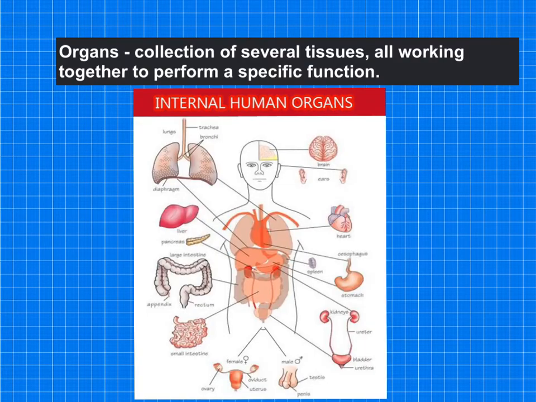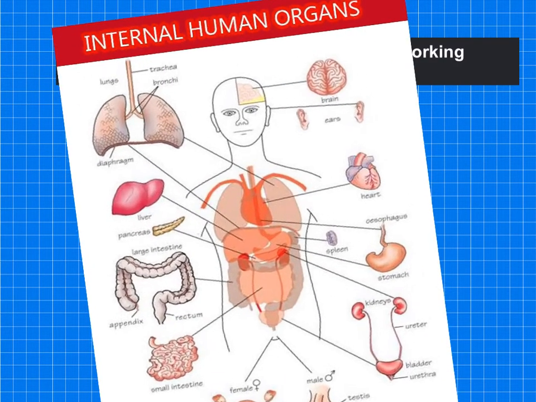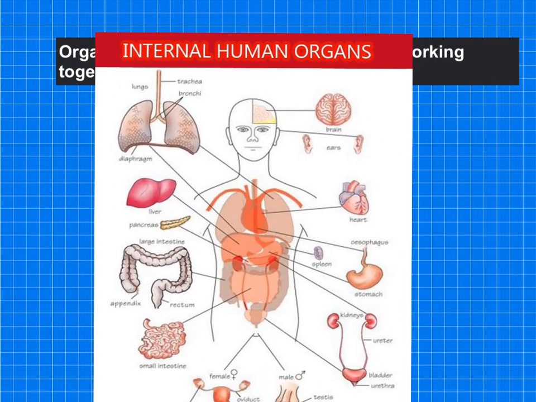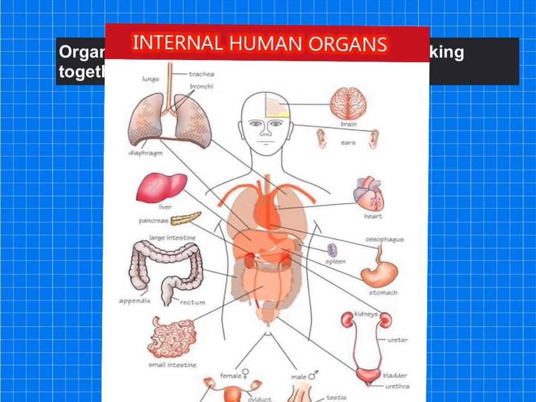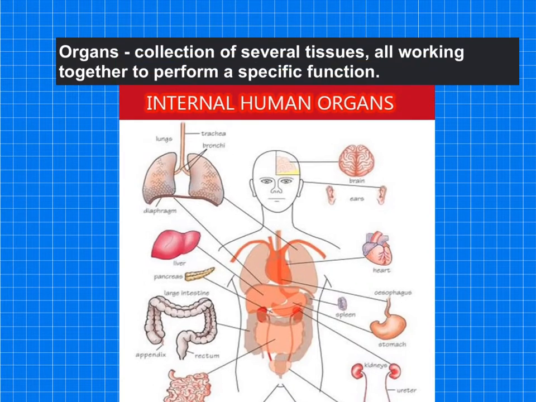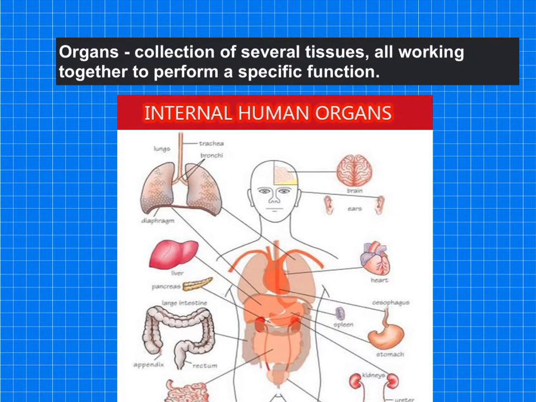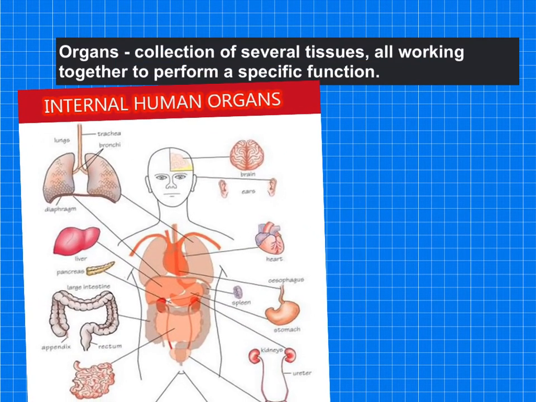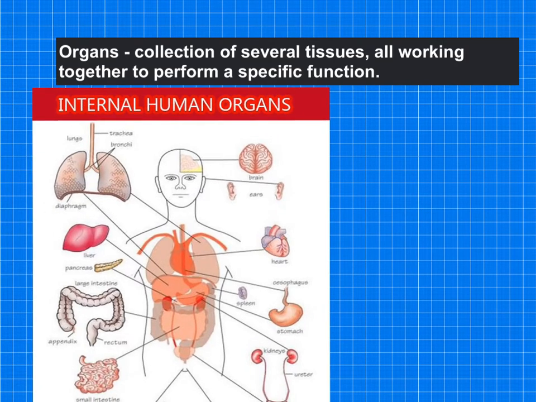So when you get a collection of several different types of tissue, and they're all working together to perform a specific function, this is known as an organ. So for example, in a human, you have many different organs, such as your lungs, your liver, your pancreas and so on. Some of those organs are obviously more important than others, but they're made of a collection of several different types of tissue. And not to forget plants as well.